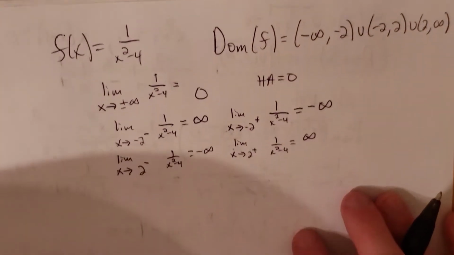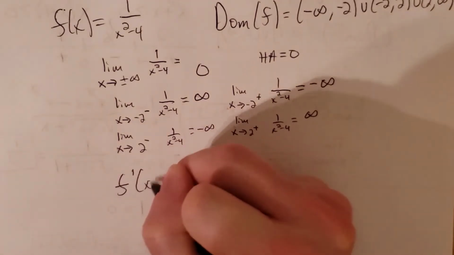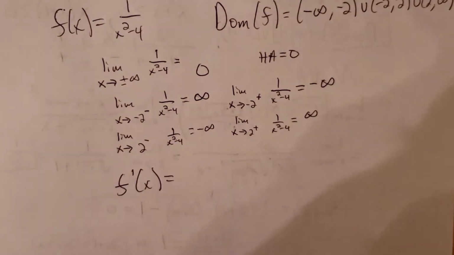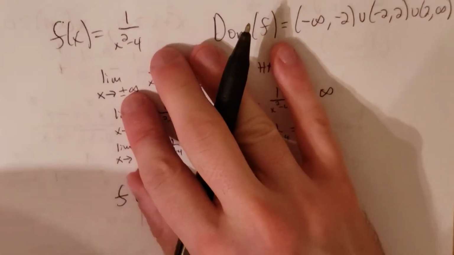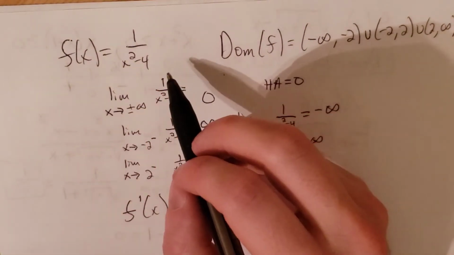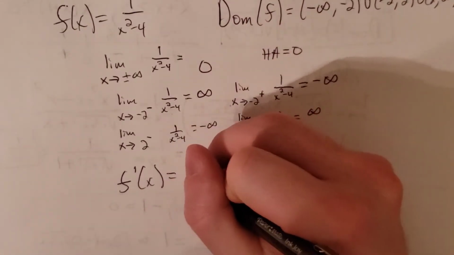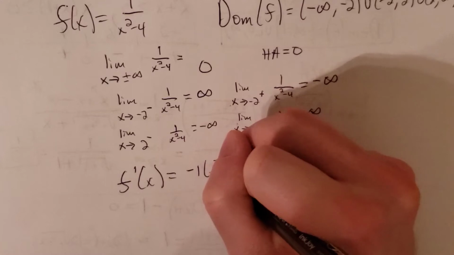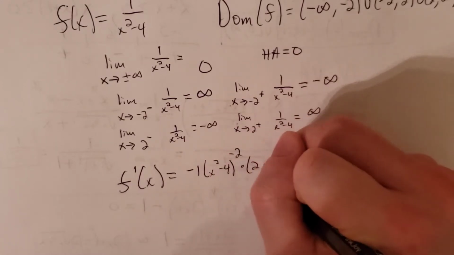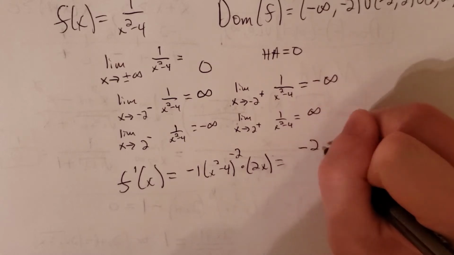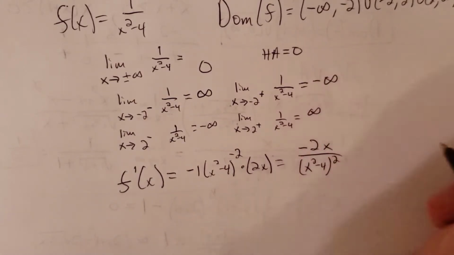All right, so now that we've dealt with the domains and the asymptotes, we need to find the first derivative. This is really x squared minus 4 to the negative first power. So we get -1 times x squared minus 4 to the negative second times the derivative of the inside, which is 2x. So this is -2x all over x squared minus 4, quantity squared.